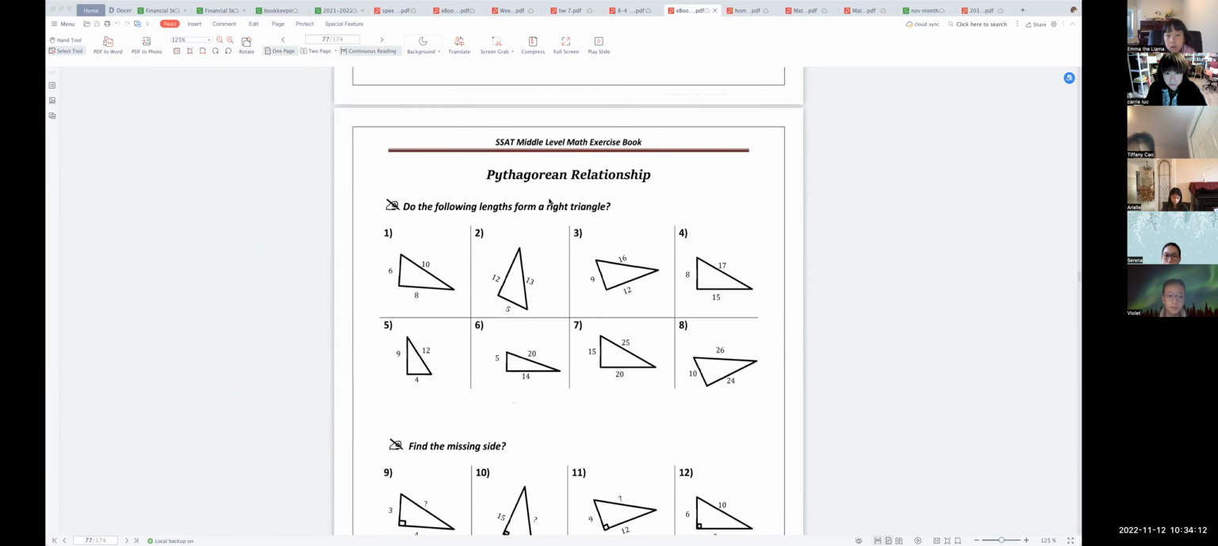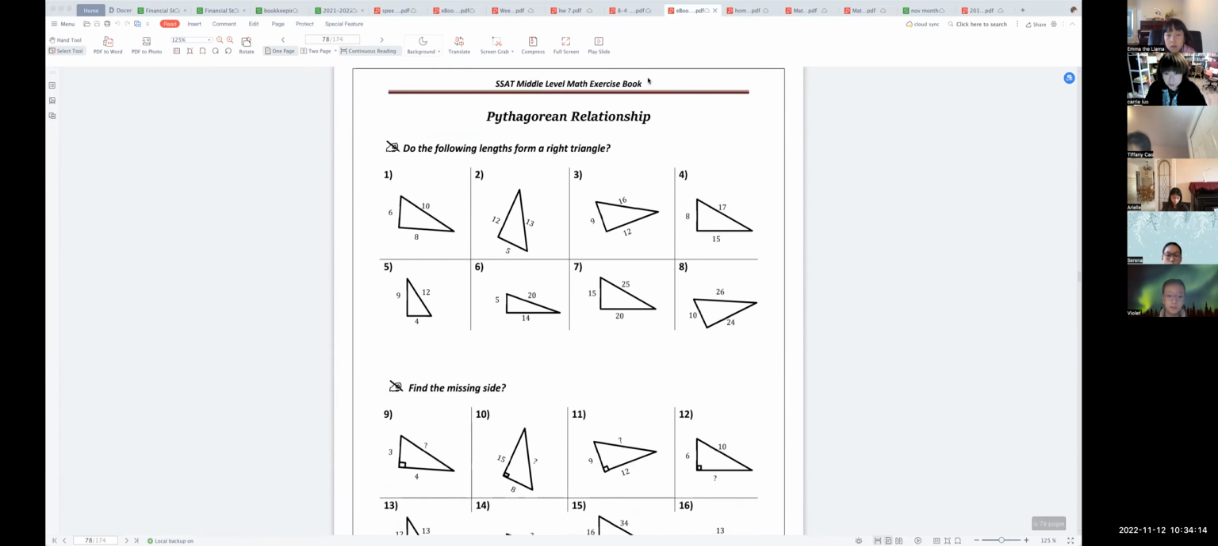Okay, so today we're going to move forward and learn something called the Pythagorean relationship. What the heck is that? In Chinese, they have a name for it. It's called Gougu Dingli.